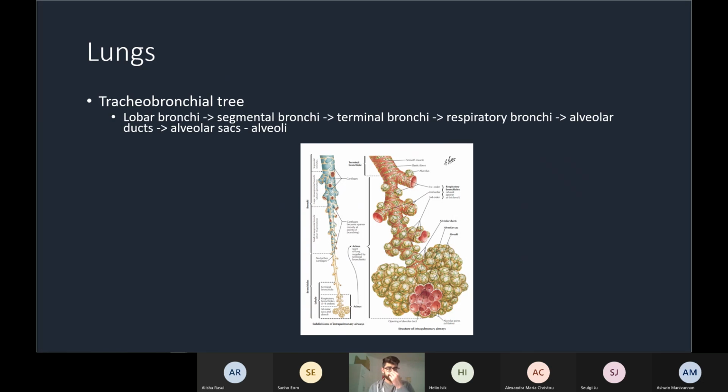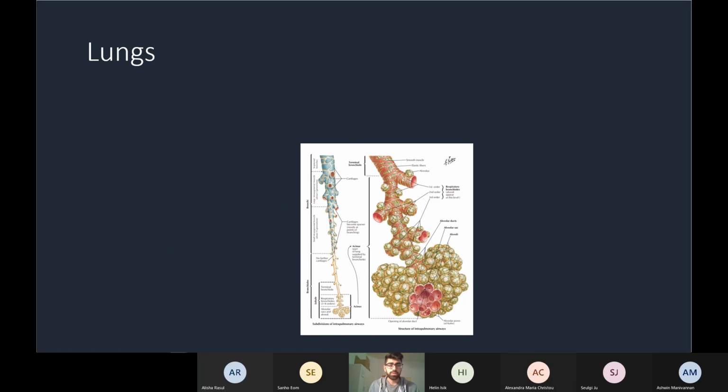Okay, so now the tracheobronchial tree. This is what the book says. You can see the divisions as we get progressively smaller and smaller. We go from lobar bronchi into the segments of the lungs, into the terminal bronchi, respiratory bronchi. We're losing structures as we go. So we lose cartilage first, then we lose muscle. We end up in the alveoli, basically, for gas exchange.